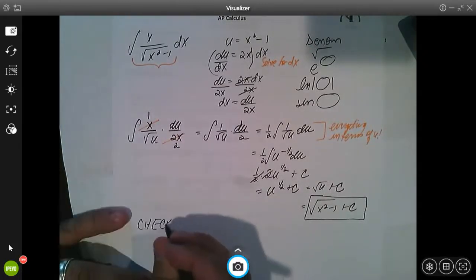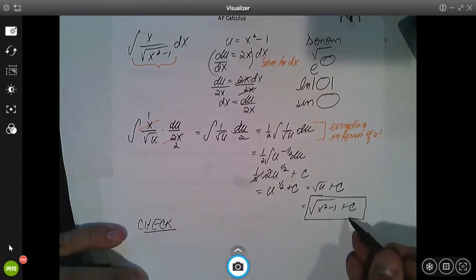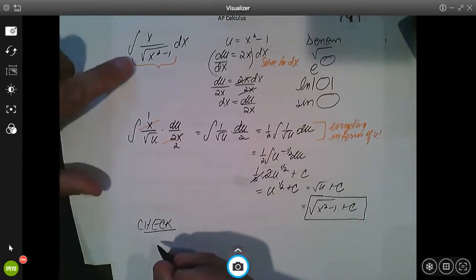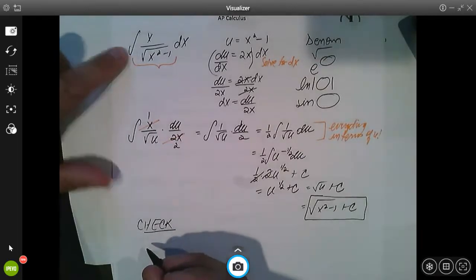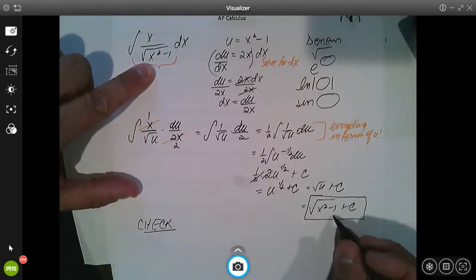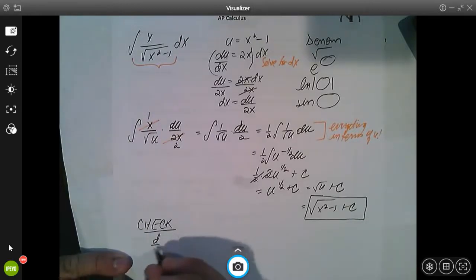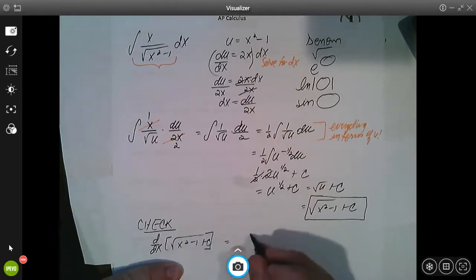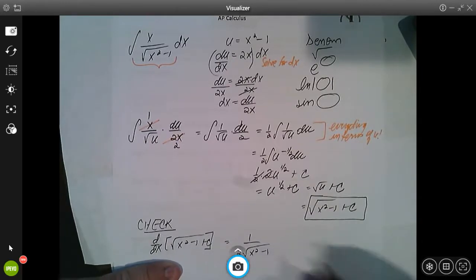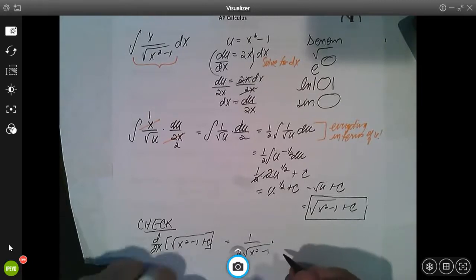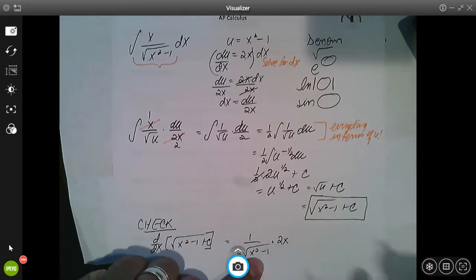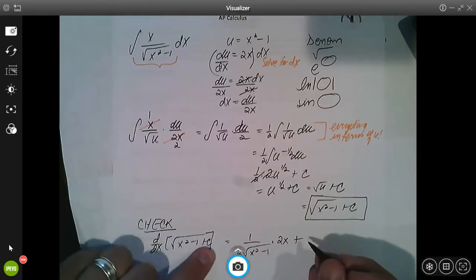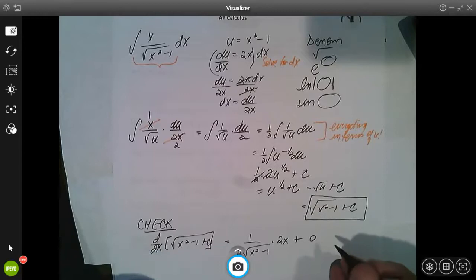Now let's do a quick little check step here. If this really is the answer, I started with this function over here and I said find the antiderivative. My claim is that it's the square root of x squared minus 1. To check, I'm going to find the derivative of the square root of x squared minus 1 plus C. Well, the derivative of the square root of stuff is 1 over 2 times the square root of the stuff. Chain rule says times the derivative, plus the derivative of C, which is 0.